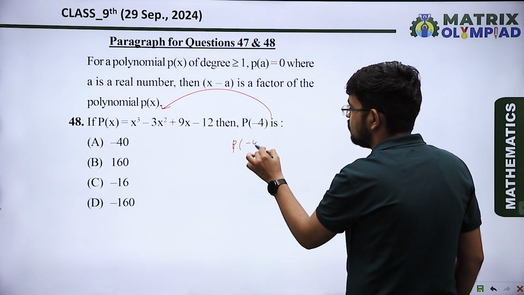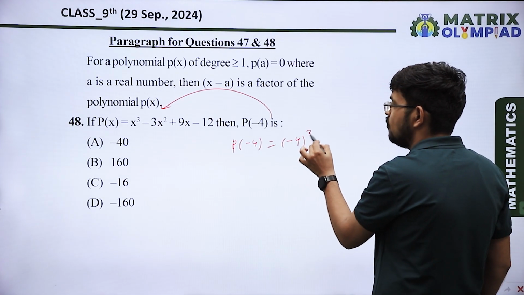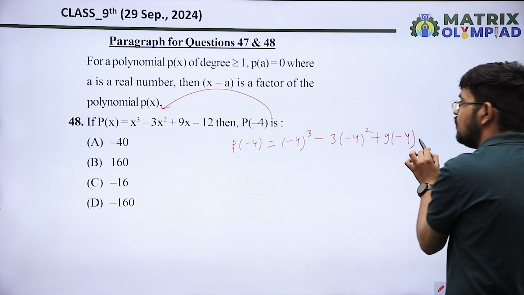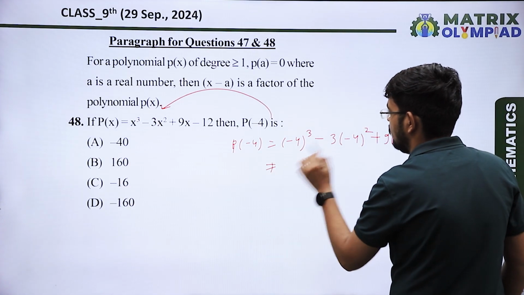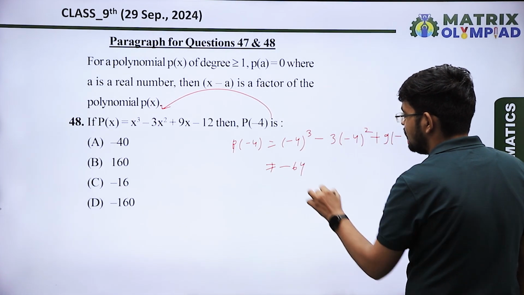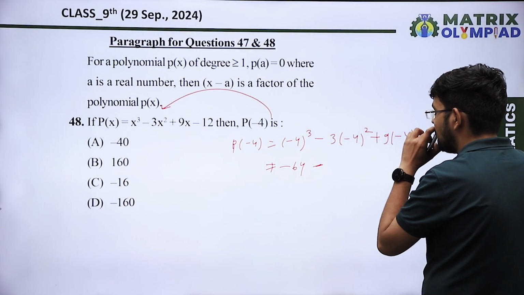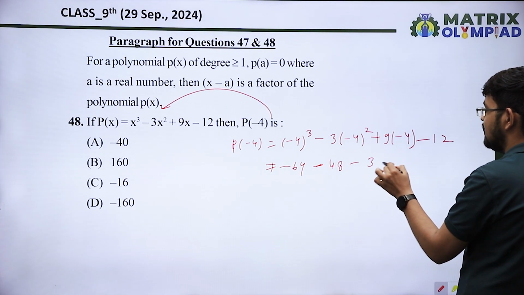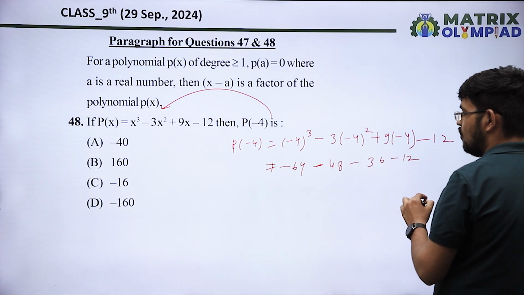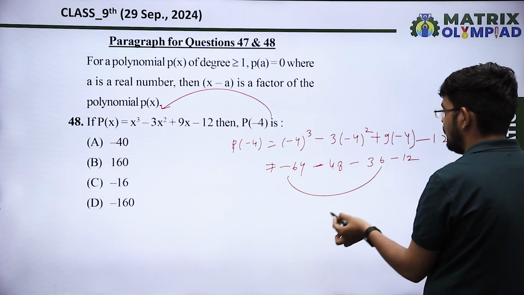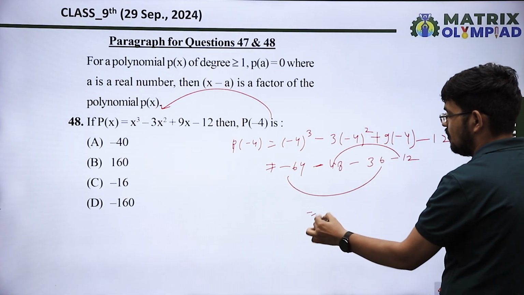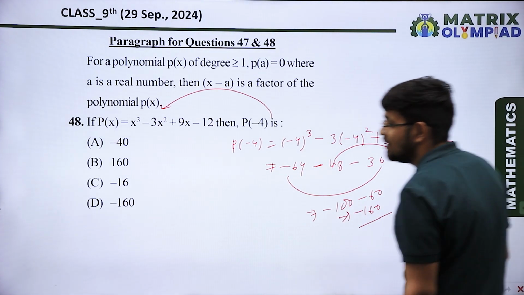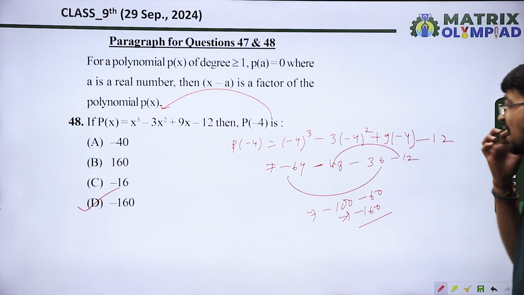So p of minus 4 equals minus 4 cube plus minus 3 into minus 4 square plus 9 into minus 4 minus 12. So it will be minus 64 minus 48 minus 36 minus 12. So when you add it, this is 100, this is 60. So minus 100 minus 60, and the correct answer is minus 160. Option D will be the correct answer.